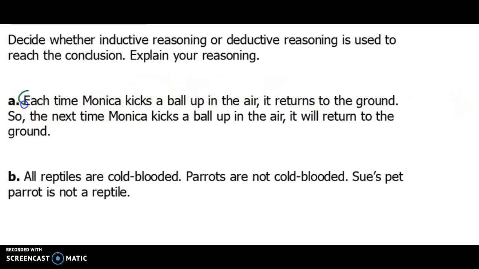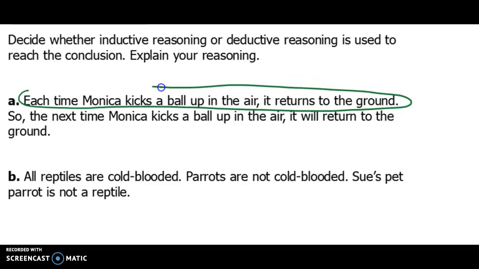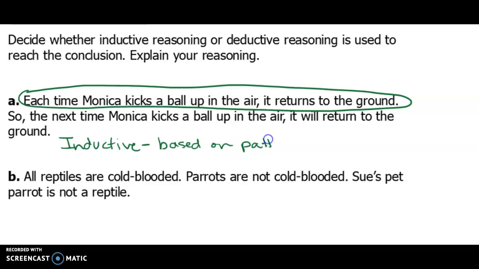She used the reasoning that each time she kicks a ball up in the air, it returns to the ground. So this is what's happened in the past. This is a pattern. She kicks the ball up, it comes down. She kicks the ball up, it comes down. She kicks the ball up, it comes down. That's how she's making this reasoning. Therefore, we would say this is inductive reasoning because she came to this conclusion based on patterns or past events.